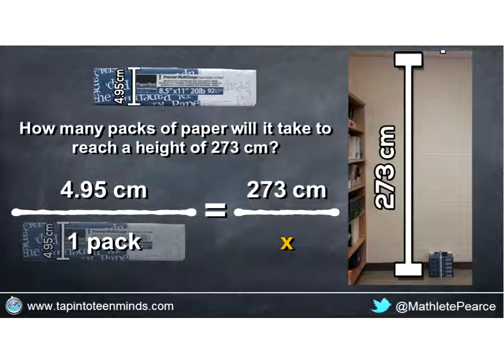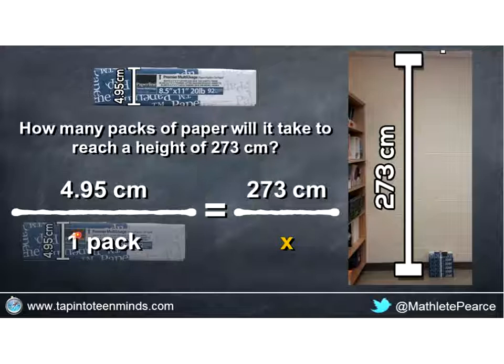So this may not come up early in junior and intermediate, but it is somewhere that we can help students scaffold to. And what we'll start to see here is that when we look at the relationship between 4.95 and 273, ultimately what we're dealing with here is a multiple, right? This height is a certain number of times bigger than this height. And this number of packs, X, is a certain number of times bigger than this 1 pack.